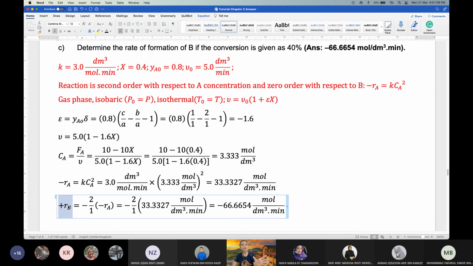So dah dapat minus RA. Saya ajar kamu cara daripada minus RA nak dapat rate untuk spesies lain. You already know. Okay, I teach you already. So you can get your positive RB.